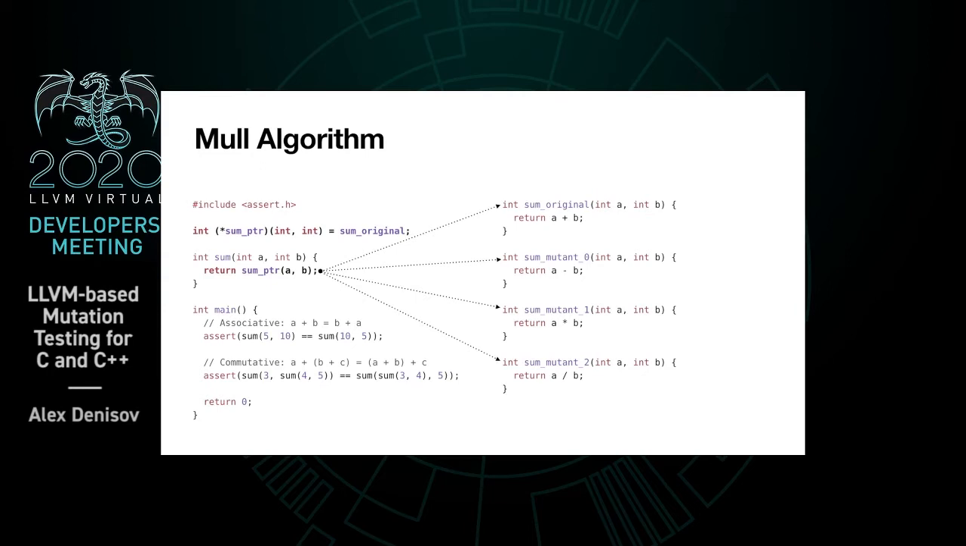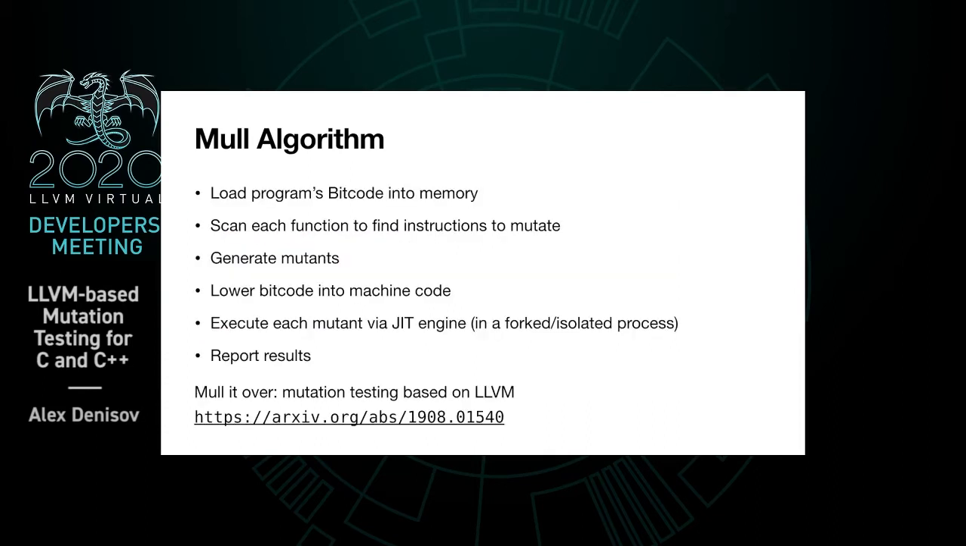Now, with this code in place, we can just change the pointer to a very specific mutated function. The question is how to do it easily and how to do it efficiently. The answer is simple, just use LLVM. This is a very high-level overview of how mal works. As mentioned, we are trying to hide as many details as possible. So as a user, you only need to build your program such that it contains bitcode. Then feed it to mal and you will get the results eventually.